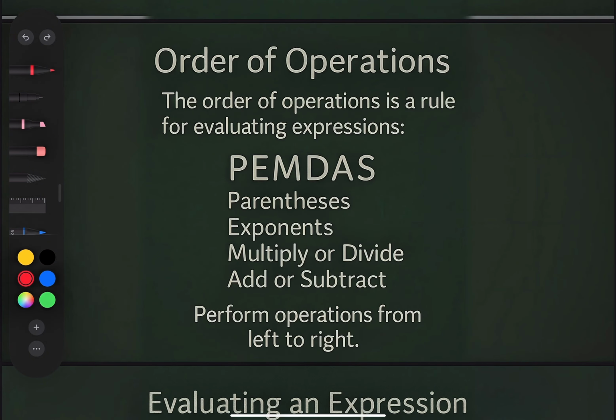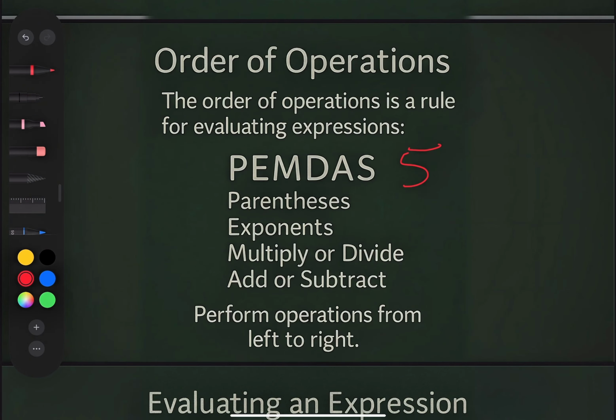So just remember PEMDAS as P for parentheses, E for exponents, M for multiply, D for divide, A for addition, and then S for subtraction. So that's what you have to know for PEMDAS. If you memorize all of these parts, you're gonna have a good time in Algebra 1. Okay, I'm gonna give you an example in this case.